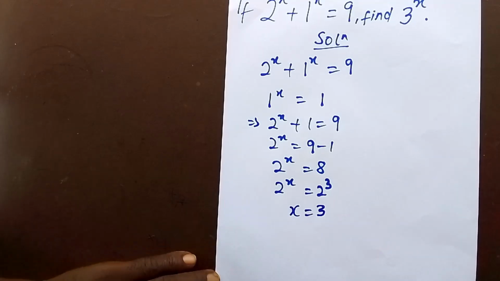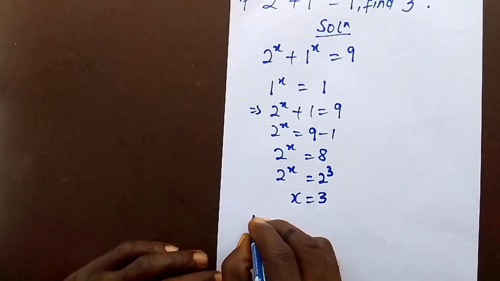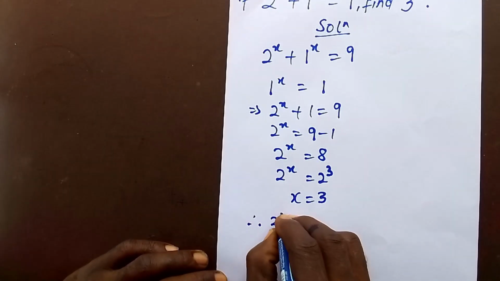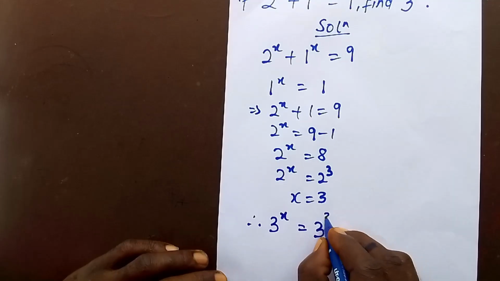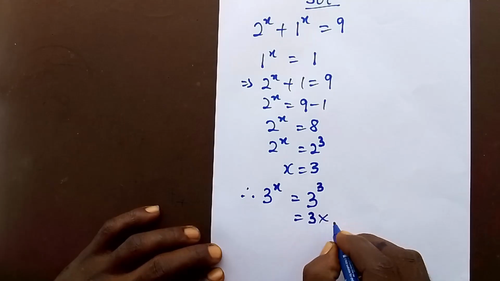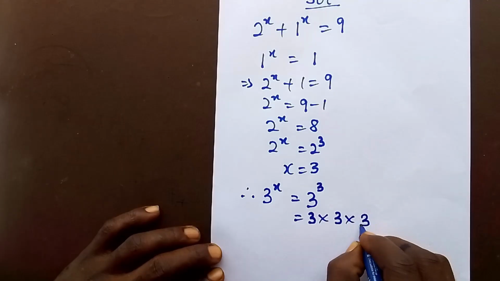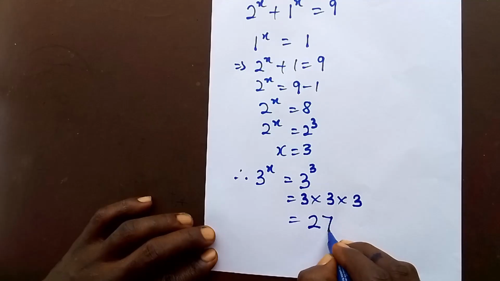From the question, we are asked to find 3 to the power x, not x. Therefore, 3 to the power x is now equal to 3 to the power 3, where x is equal to 3, which implies that I have 3 times 3 times 3, and that is 27.